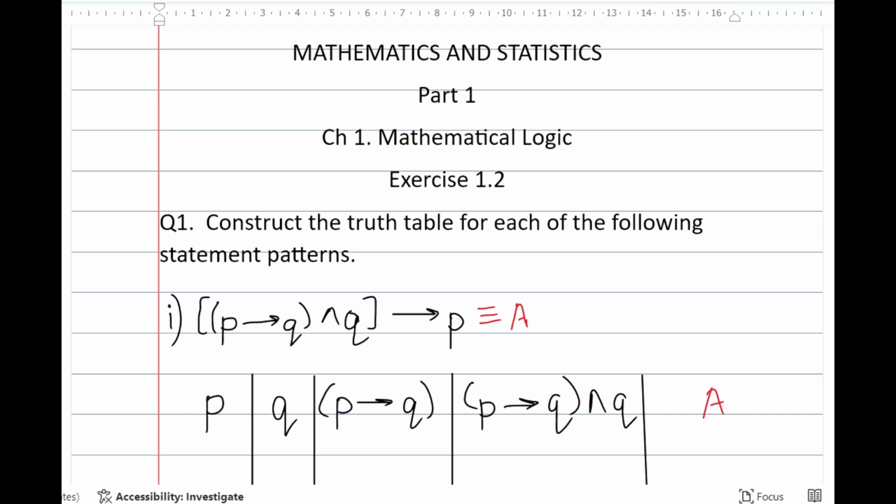In this video, we'll be doing exercise 1.2 from class 12 HSC's Mathematics and Statistics part 1, and the chapter is Mathematical Logic. So we are going to be starting with exercise 1.2's question number 1, and this whole video will be covering question number 1.